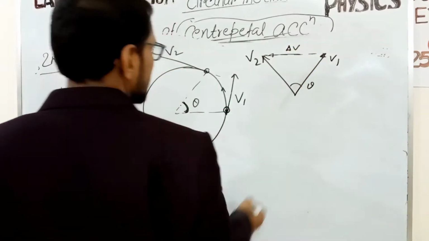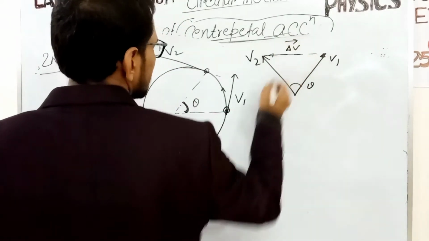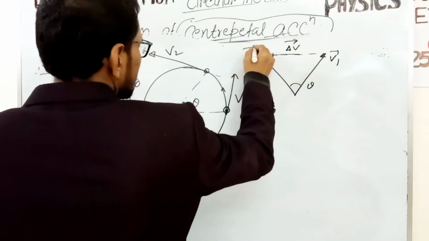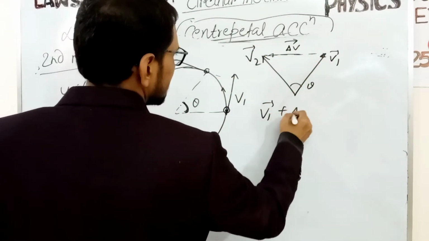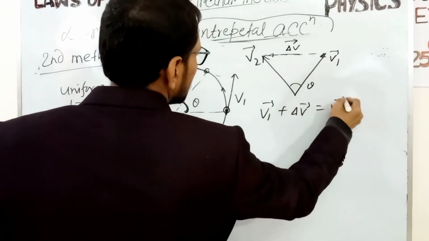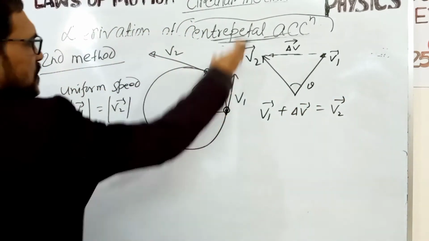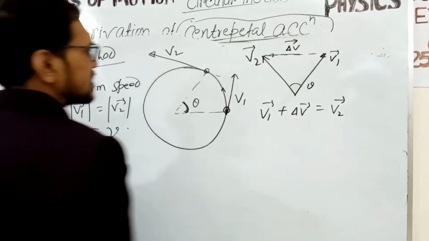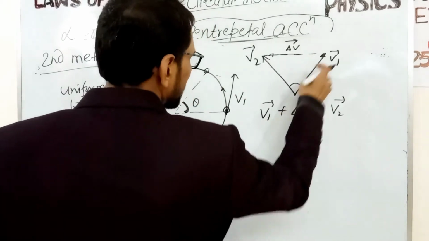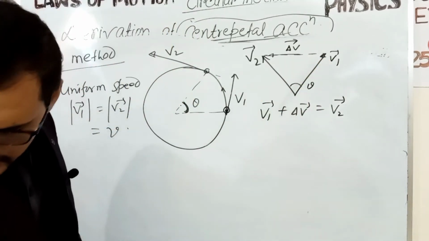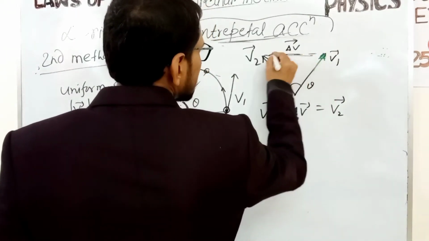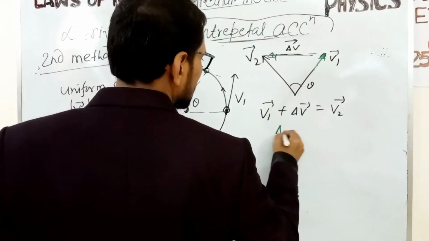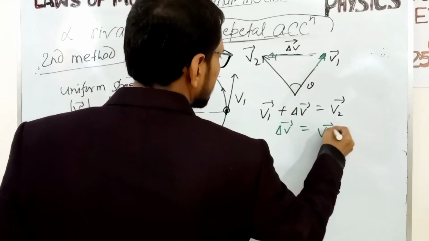Suppose the change of v is del v. What is the change of v? From the triangle law we get v1 plus del v equals v2. This is v2, this is v1, and the angle between v1 and v2 is theta. So from the triangle rule, del v equals v2 minus v1.